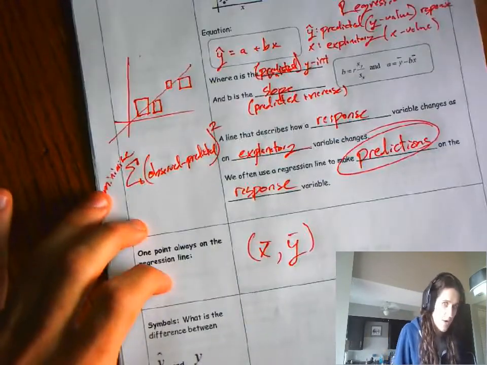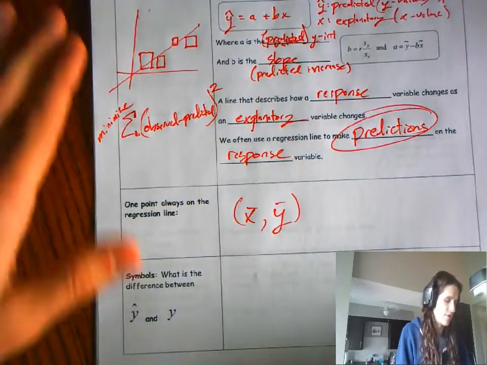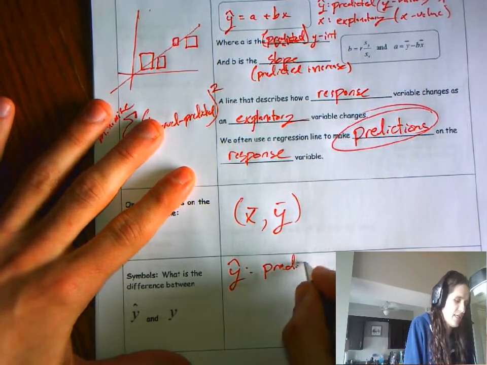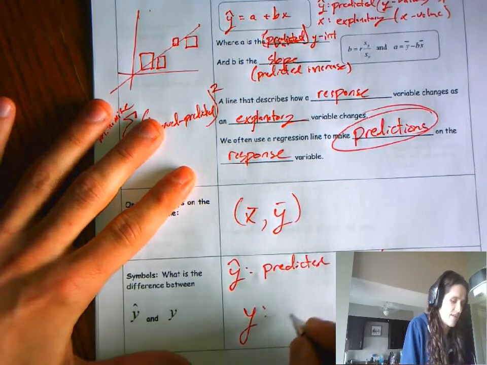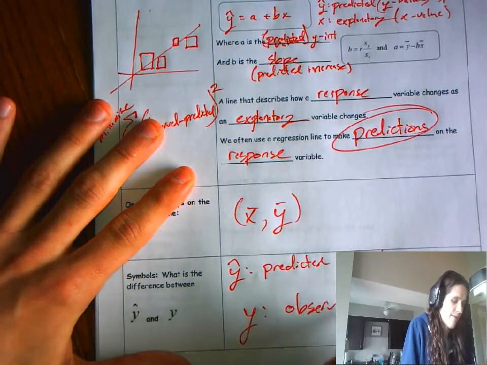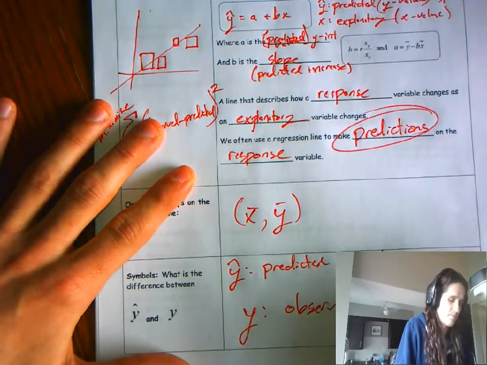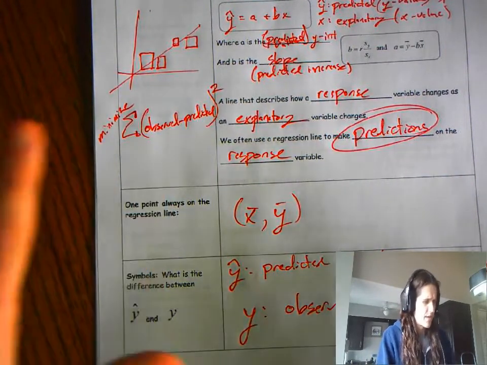What's the difference between y hat and y? I think you guys can see this. Y hat, again, is going to be our predicted y value. And y then is going to be our observed y value. And understand that these then are the response variable. Cool. What do you think? Not so bad.